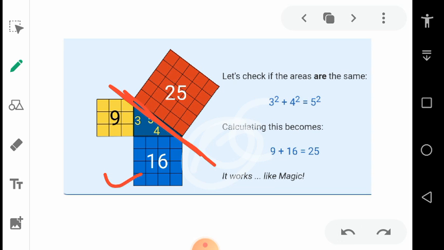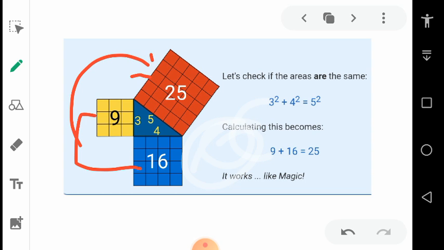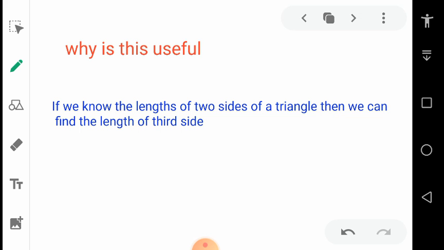Now as you can see, 9 plus 16 is 25. So this is the geometrical representation of Pythagoras theorem as written here. 3 square plus 4 square equals 5 square and 9 plus 16 is 25. So this is the explanation of Pythagoras theorem.